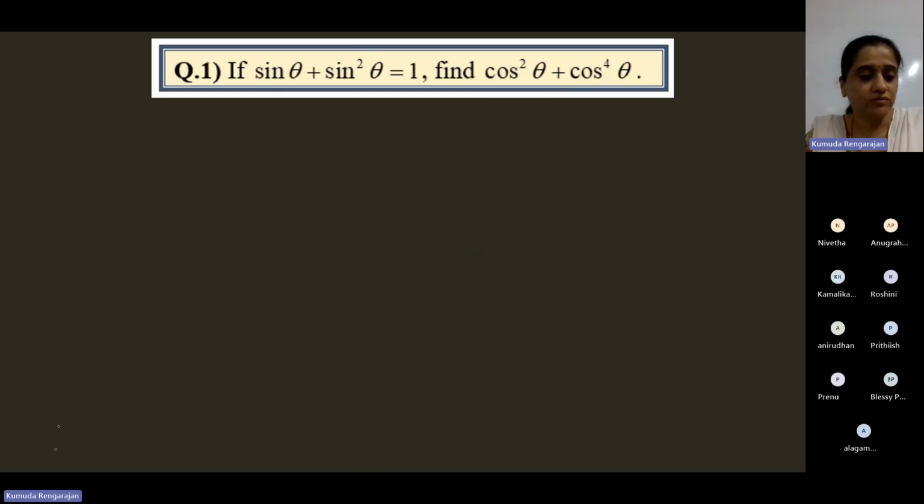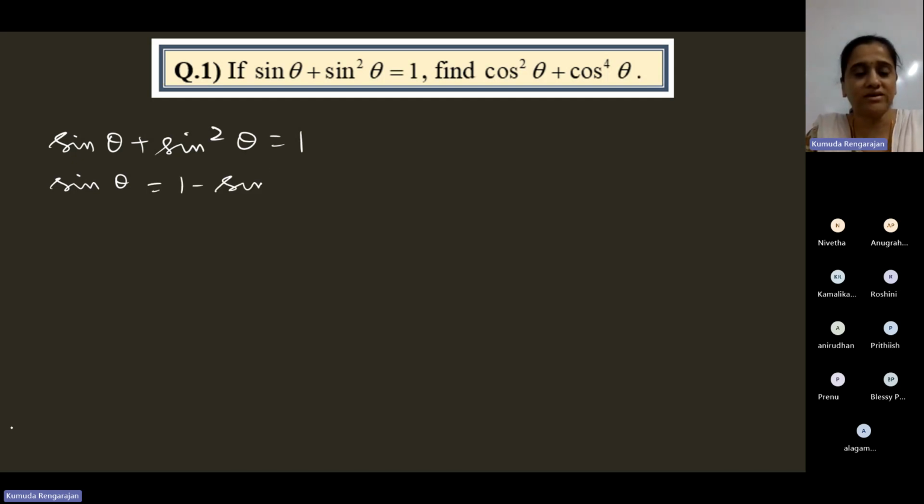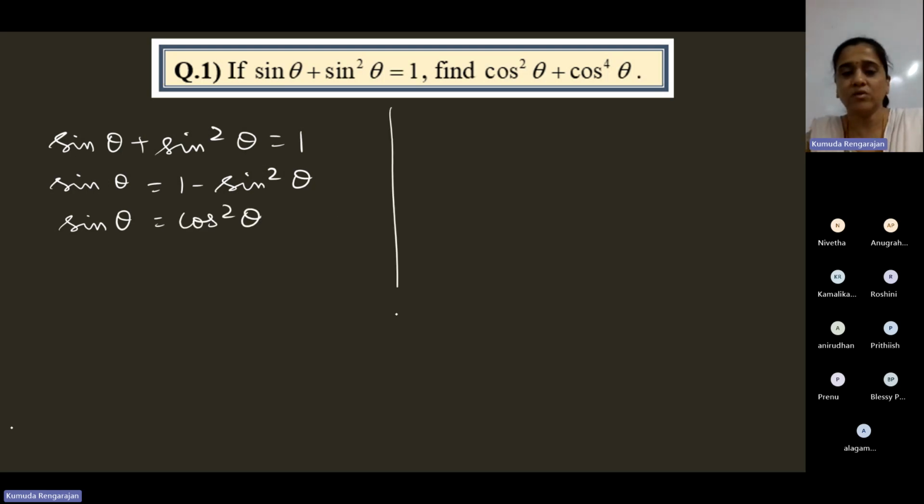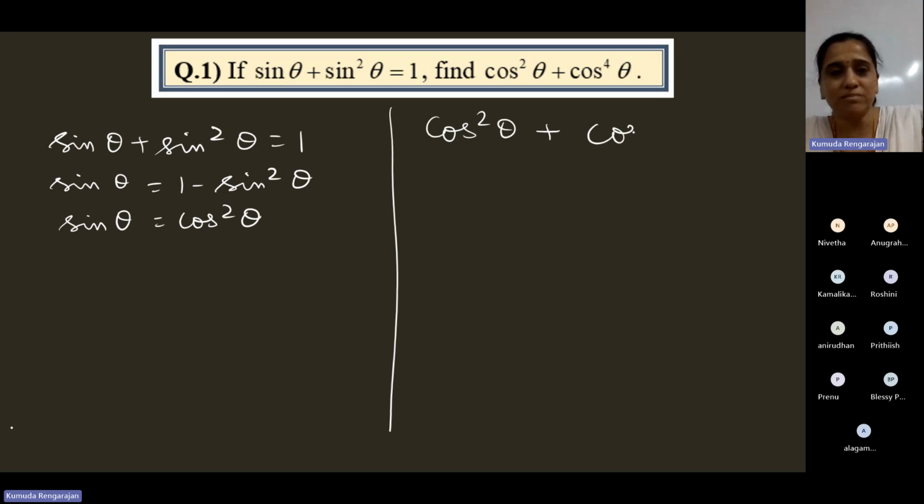Okay, so we'll see it again. See here, we are given sine theta plus sine square theta is equal to 1. We'll transpose sine square theta because we know 1 minus sine square theta is cos square theta. So this gives us a new result: sine theta is equal to cos square theta. Now you have to find the value of cos square theta plus cos theta to the power 4.